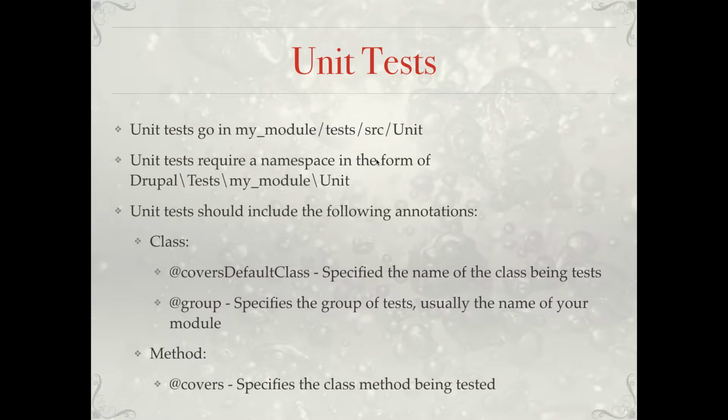Each of your unit tests is going to have some annotations. The @coversDefaultClass annotation specifies the name of the class that you're testing. It's pretty simple. And @group is a way for you to group a bunch of tests. Sometimes you can use the name of your module. Sometimes you can also tag it with, say, a Jira ticket or a Trello card, so that when you're working on a bug fix and you write a test to prove it, you don't have to run the whole test suite, you just run that one test by specifying that tag. You can specify multiple groups as well, so it gives you flexibility. And on your individual test methods, you're going to use the @covers annotation to specify the class method being tested.